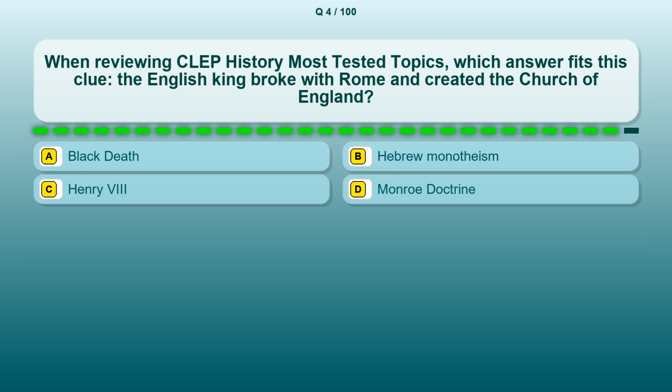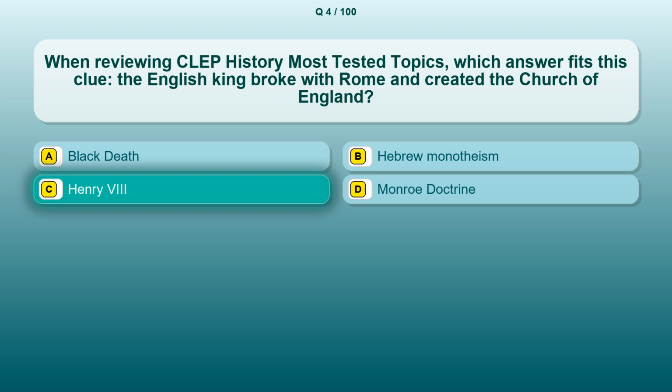Question 4. When reviewing CLEP History Most Tested Topics, which answer fits this clue? The English king broke with Rome and created the Church of England? Option A. Black Death. Option B. Hebrew monotheism. Option C. Henry VIII. Option D. Monroe Doctrine.